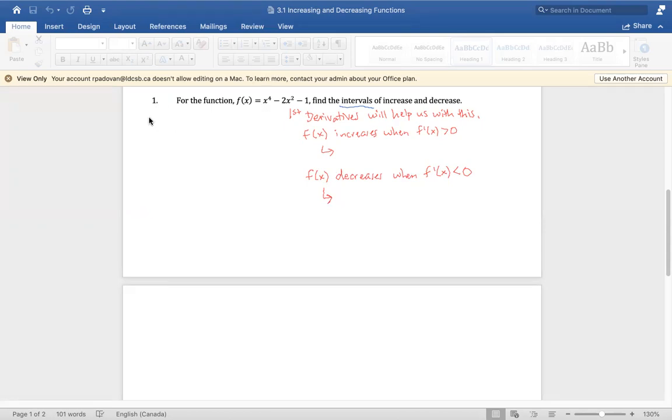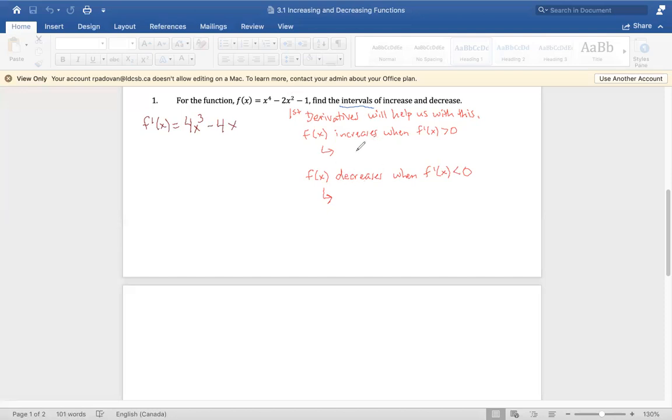So f prime of x is equal to 4x cubed minus 4x, and that's it, then minus 0, right? 4x cubed minus 4x.